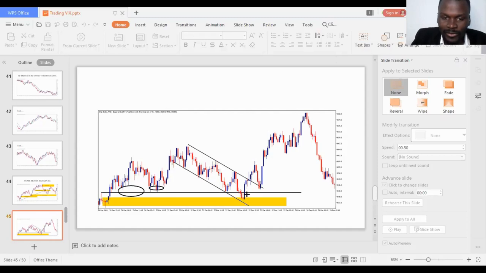You would have been stopped out, or maybe your sell stop was gonna be activated, then your stop loss was gonna be hit when price came back here. So it's very important to draw these. Yeah. So, very, very important points that you need to know.